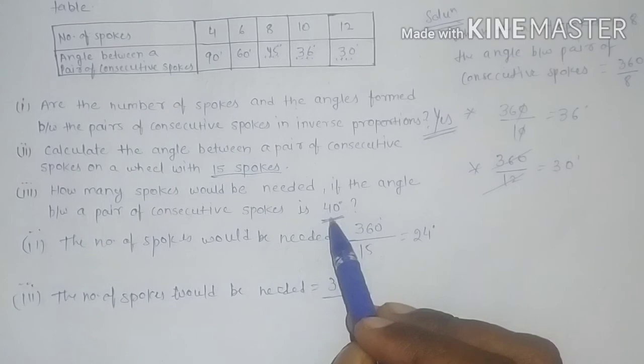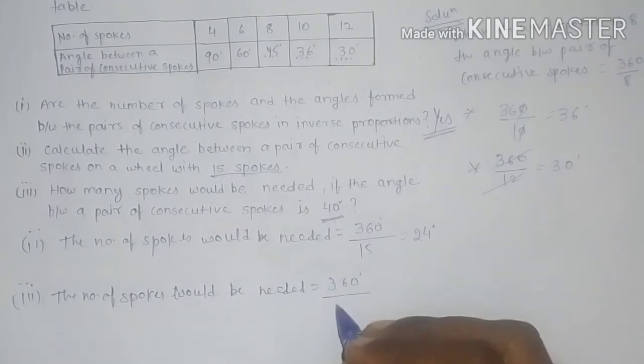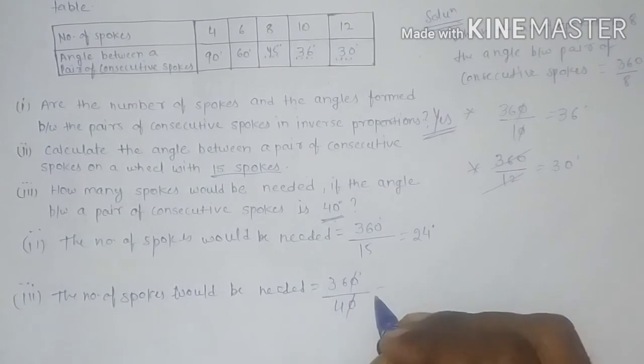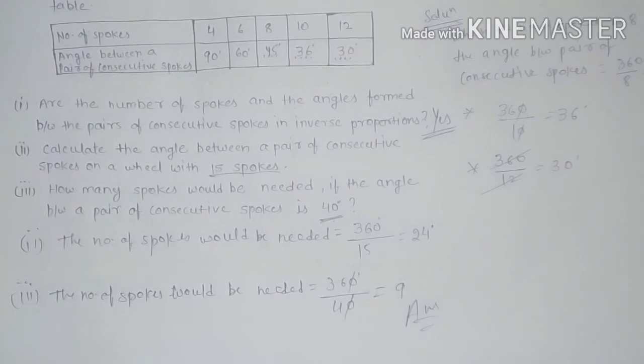Okay, so it will be 360 upon 40, 0 cancels out, 4 nines are 36, so 9 is the number of spokes that would be needed. Now these are the answer, and this is the complete explanation of question number 3. Now the next question, that is question number 4.